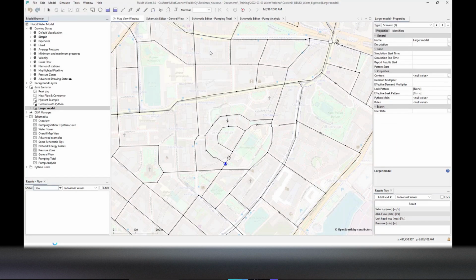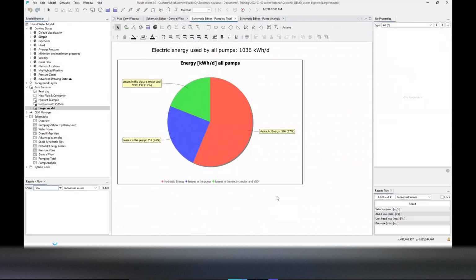So in this case, let's have a look at a few graphs. What you could start with is looking at all of your pumps. So in this graph, I have all of my pumps together and looking at the proportions. In this case, 19% of the electric energy goes into electric motor losses and variable speed drive losses. 24% goes in losses in the pumps, the hydraulic losses. And finally, 57% goes into the actual hydraulic energy, pressure and flow energy of the water.